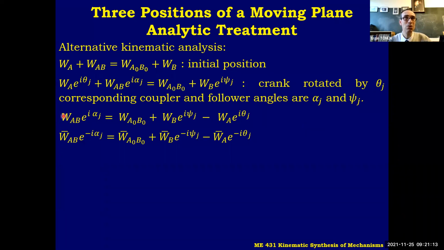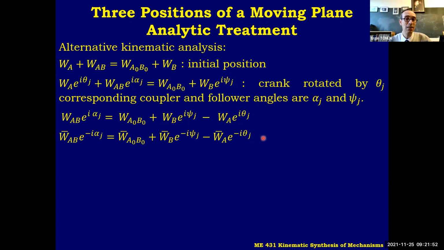I won't split it into its real and imaginary parts and then try to eliminate this alpha j, but I'll just write its complex conjugate. So these over bars are complex conjugate of this number, and we know that complex conjugate of e to the i something is e to the negative i something, okay? So this is my complex equation. This is its complex conjugate, which, if you like, is the mirror image of this with respect to real axis.